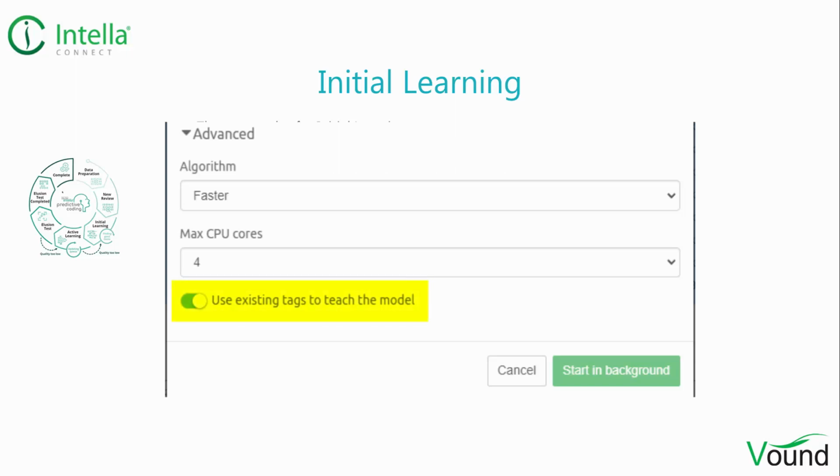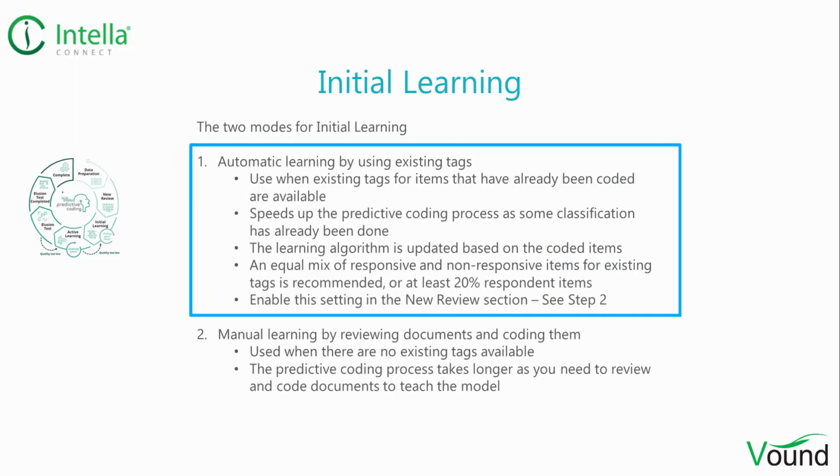In this case, the learning algorithm is updated based on the coded items, and there is no requirement for manual coding of items to update the algorithm, or what we call the model. When using existing tags, the learning for the model is conducted on both items which are tagged as responsive and non-responsive. The best way for the model to learn is to have an equal mix of both responsive and non-responsive items for the existing tags. If that is not possible, you need to make sure that existing tags contain at least 20% responsive items.